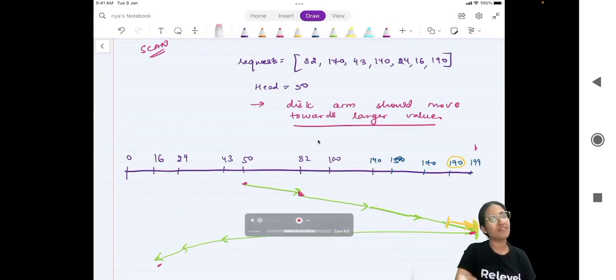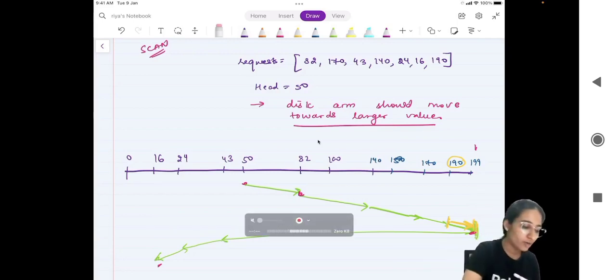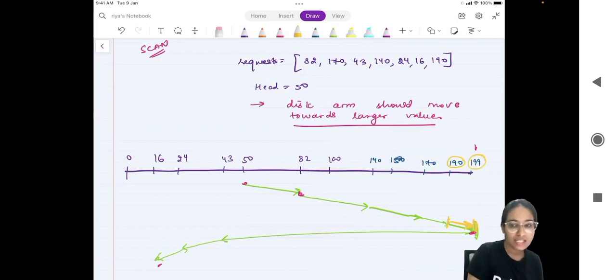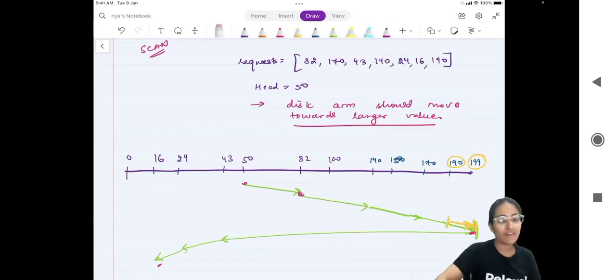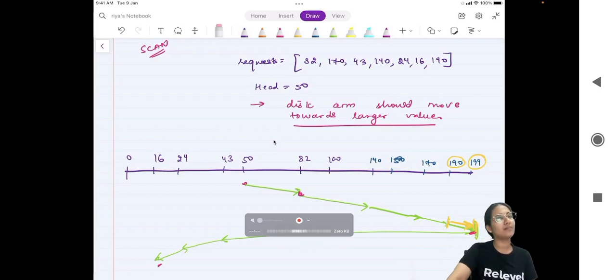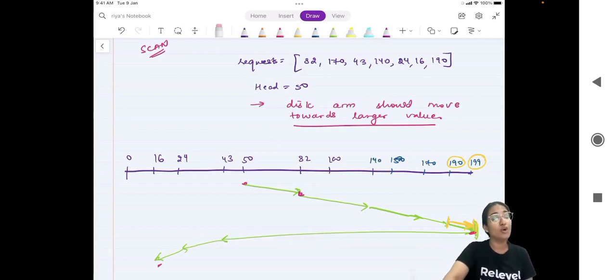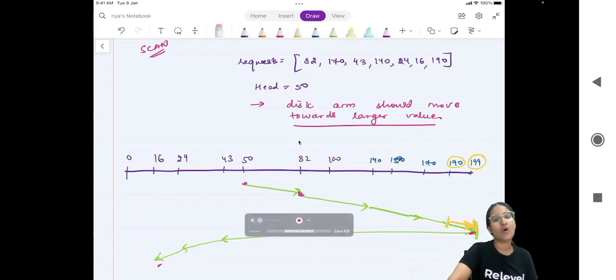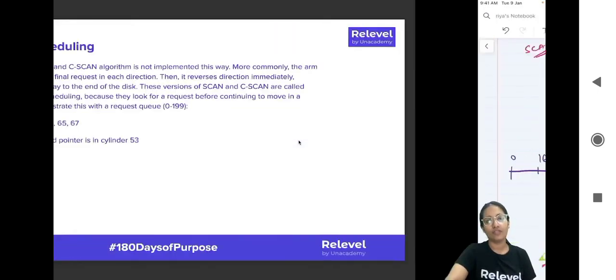So it prevents some extra delay, because it might happen that the last cylinder is 199 but your last request was 170. Still you would have gone 20 over here, which was not required. So LOOK can be used to prevent some extra delay which is caused due to unnecessary traversal to the very end of the disk.